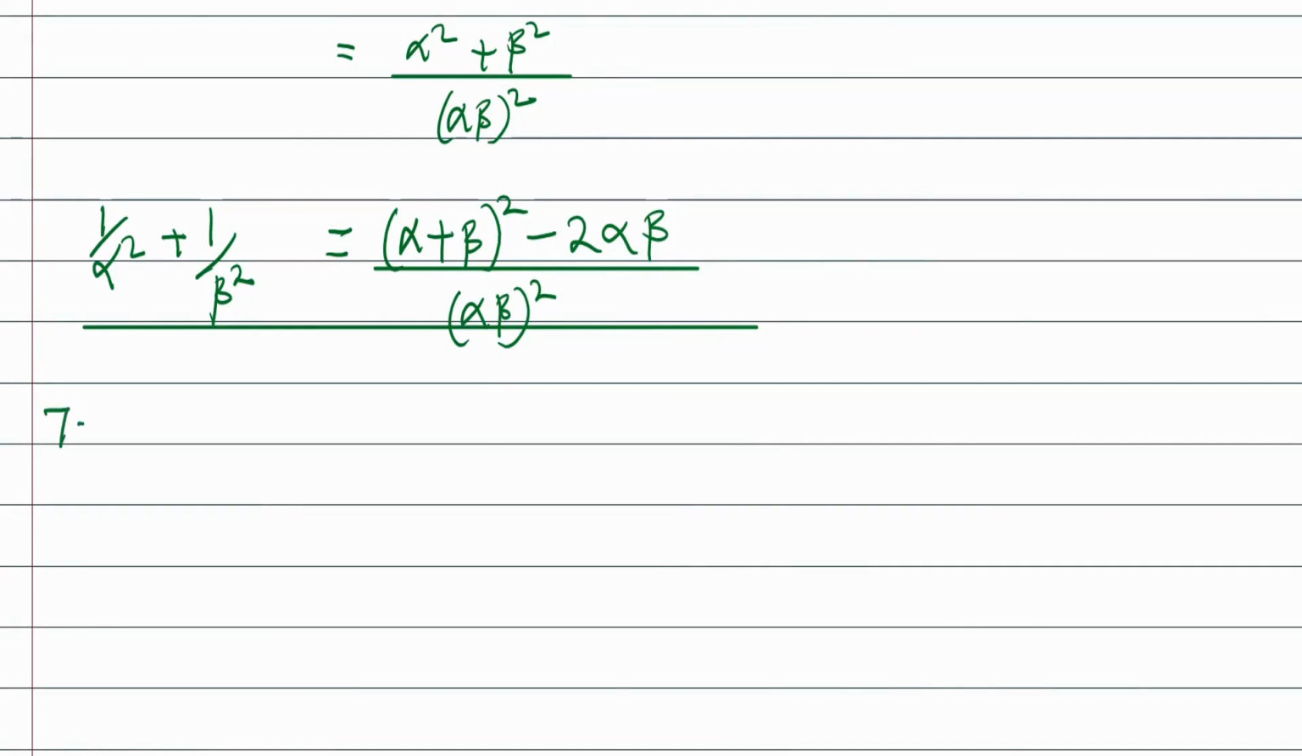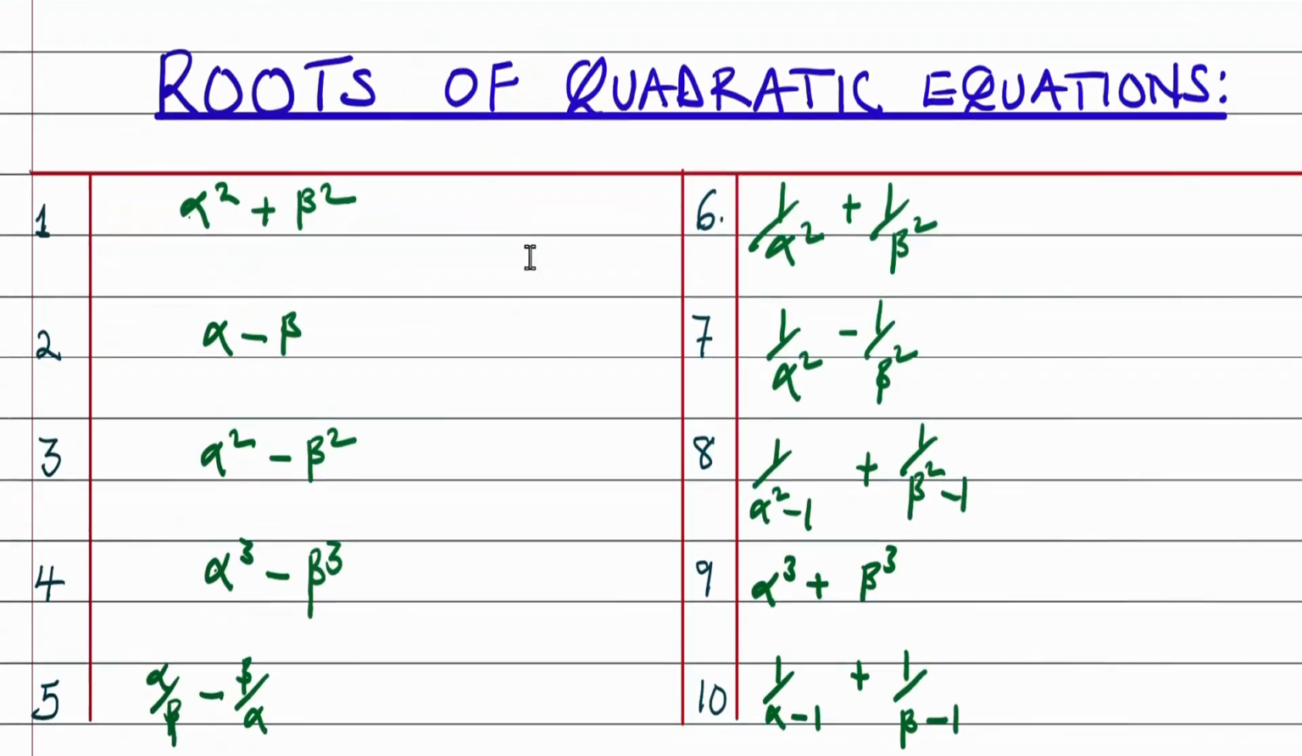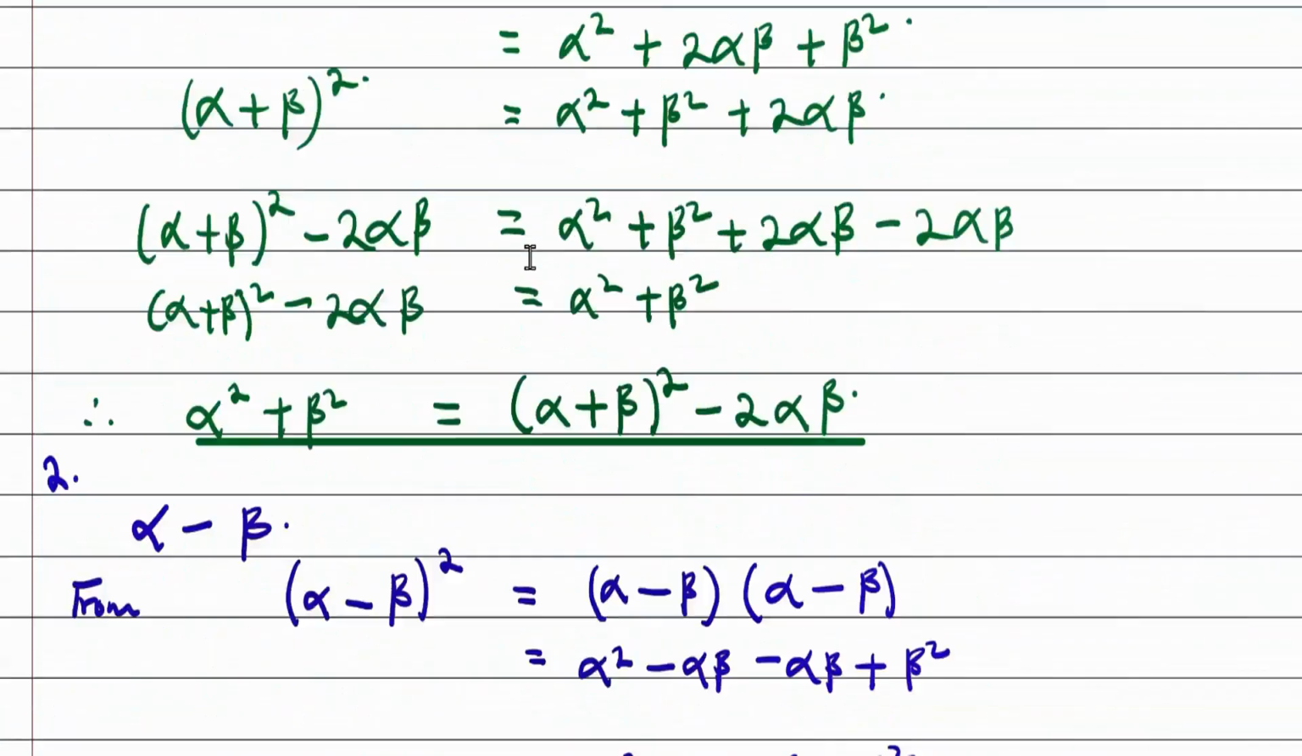You can go to item 7 or part 7. We are having a minus there. So part 7, instead of having plus, you have a minus. This squared minus 1 out of beta squared.